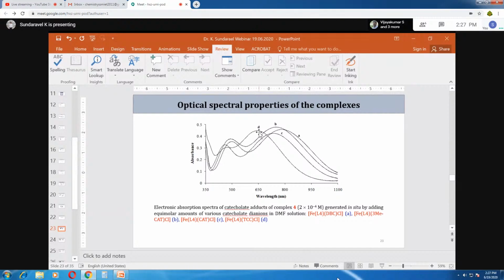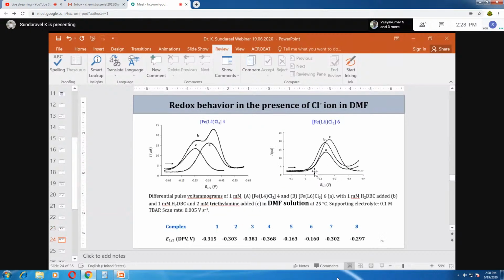When we have a chloride derivative, it is observed at a much shorter wavelength. When we have a disubstituted group, the band positions are red shifted to the 800 to 900 nanometer range. All the complexes give the same kind of signature when we interact with the catecholate substrate.